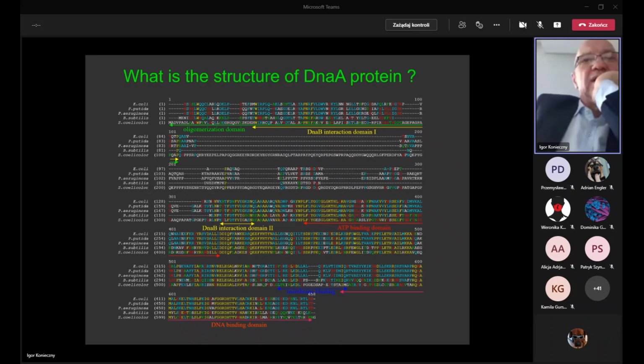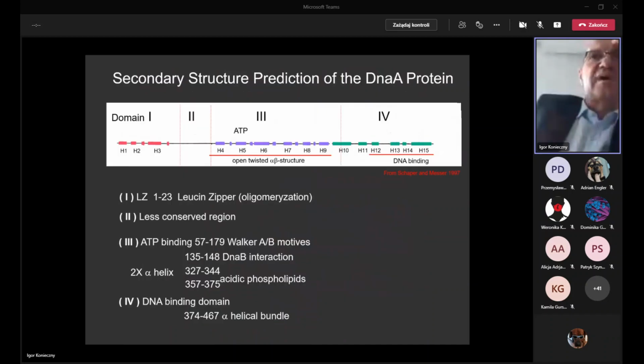and it is going to be about the structure of the DnaA protein, how it looks, and what the current knowledge is about the structure of a replication initiator. You can see an alignment of the DnaA sequence from different bacterial species, and of course you can find some similarities and differences, but no matter what, it is accepted that the protein consists of 4 domains.